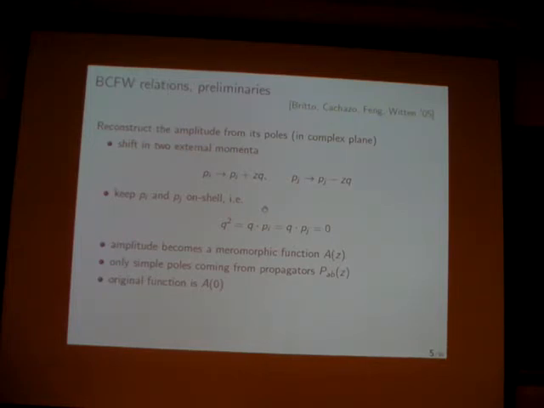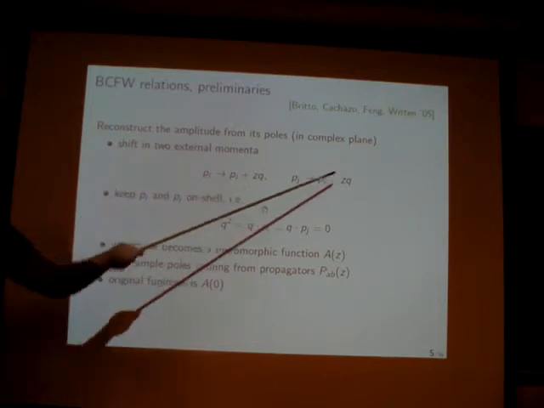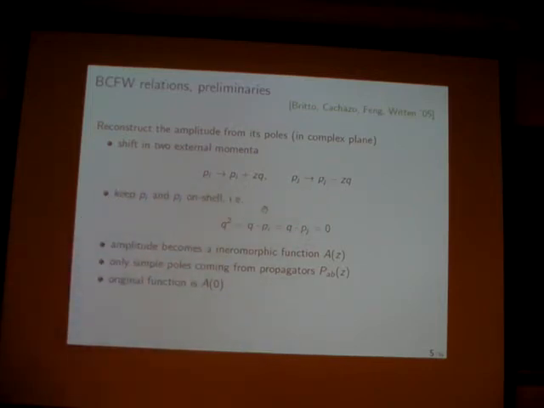Using some complex variable z, and some so far unspecified four-momenta q, but keeping p1 and p2 on shell, and of course plus and minus, we wouldn't spoil that the sum of all momenta is fixed. So on top of that, the on-shellness will fix the form of this q.